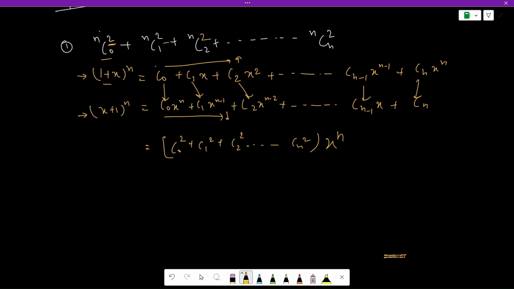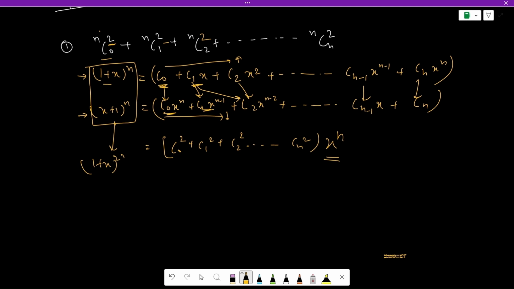Now if you multiply this complete expression and this complete expression, you can get x to the power n only when this is multiplied with this, this is multiplied with this, and so on, because if you multiply this with any other power, it will either be less or more. Hence we can conclude that when we multiply these two, which will be 1 plus x raised to the power 2n, and if we find the coefficient of x to the power n, it will be this term.